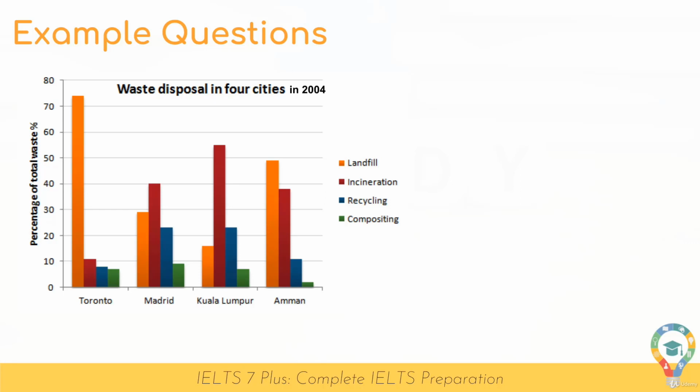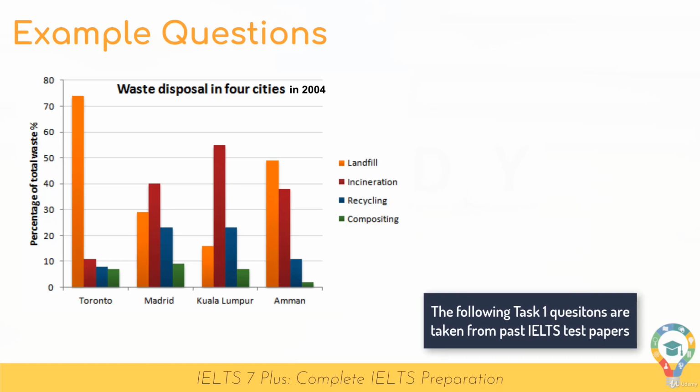To the right, there is a coloured key which shows us the 4 types of data that have been recorded. On the bottom, on the x-axis, we can see the names of the 4 cities. And to the left on the y-axis, we can see how it was recorded, which was the percentage of total waste. Now we have a better idea what this bar graph is showing us.